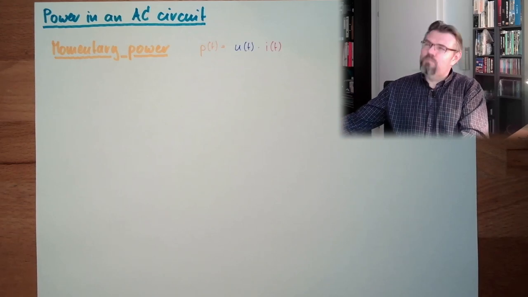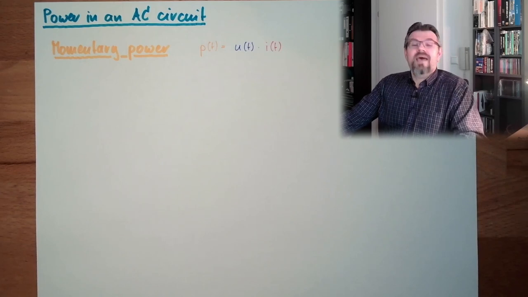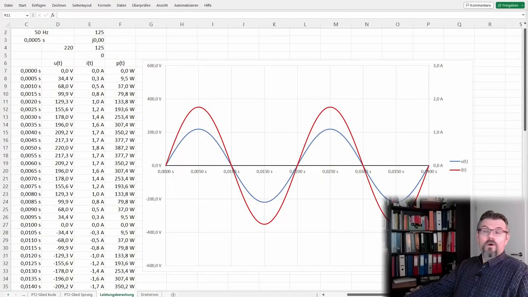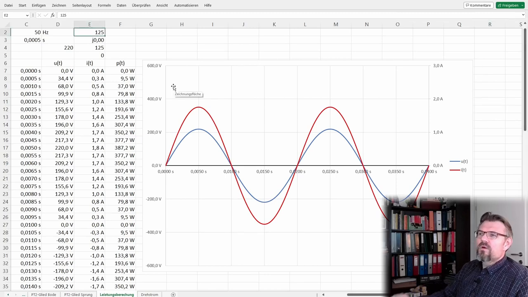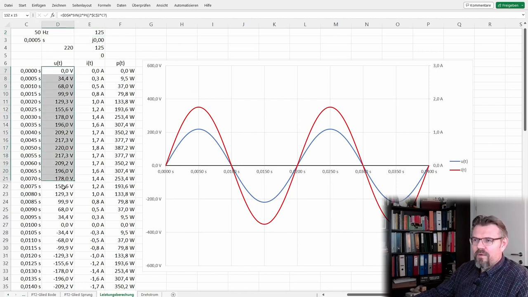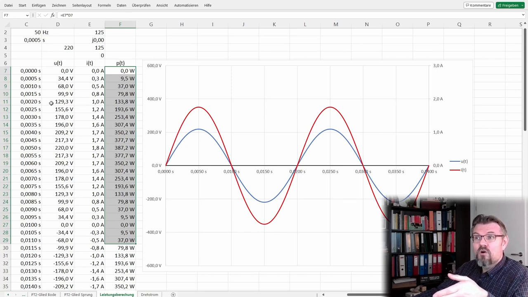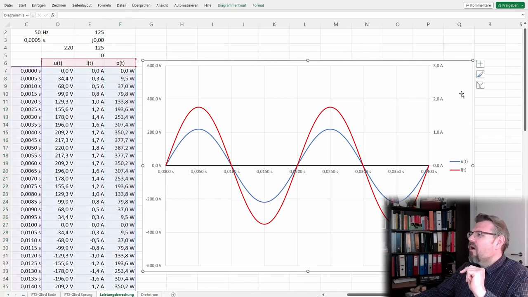The computer can draw sine waves much better than I can. So, let's have a look at the computer, how the momentary power looks. I already prepared an Excel sheet and made a diagram, and we see here a voltage, the blue line, and a current, the red line. Currently, I am doing this with 125 ohms. Here are the actual values of the voltage, here are the actual values of the current, and in this column I calculate the actual values of the power for each combination. And now let's have a look how this turns out.